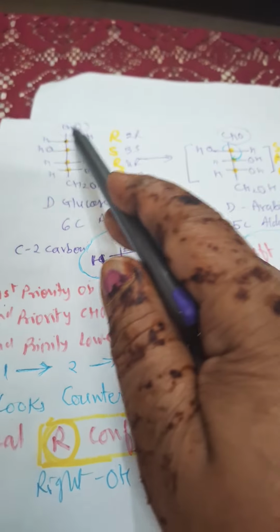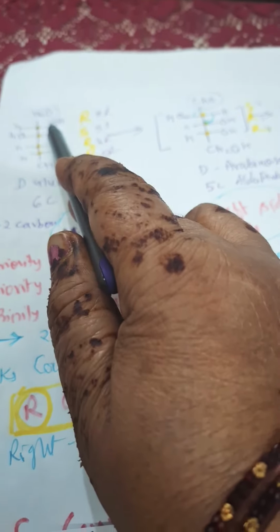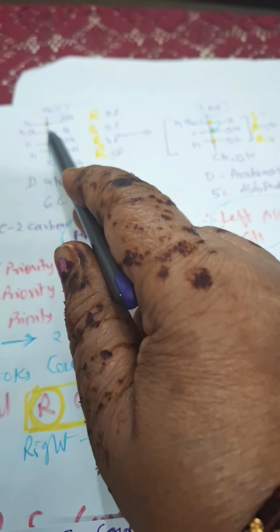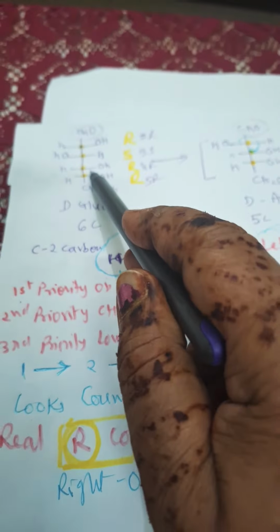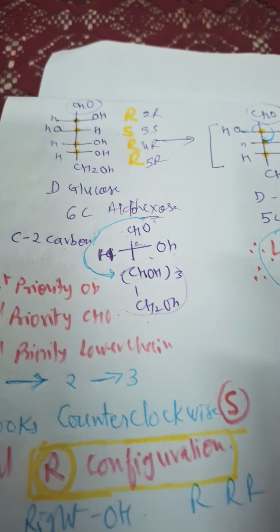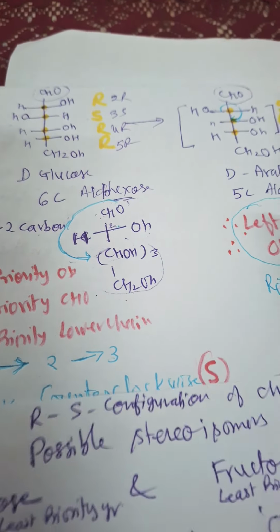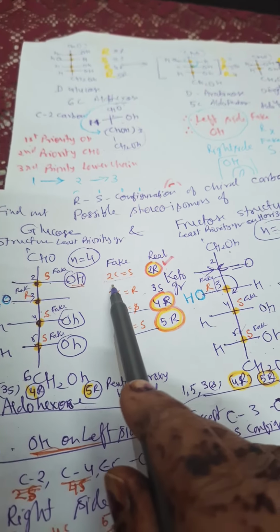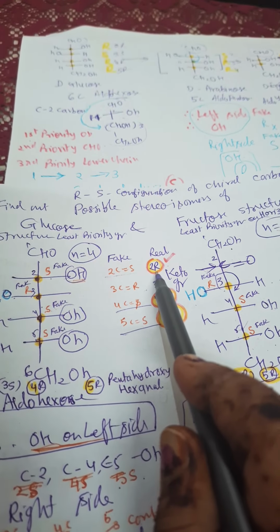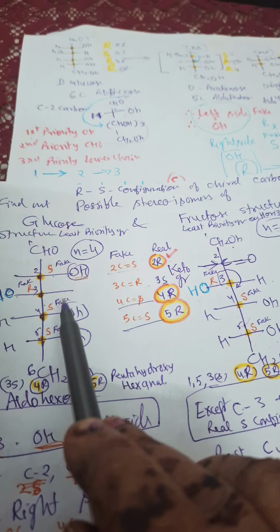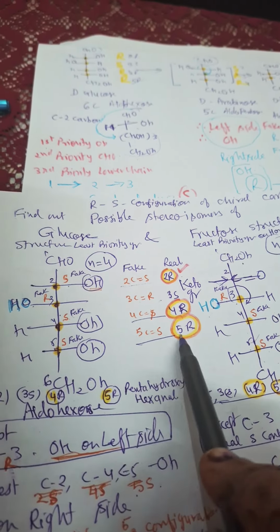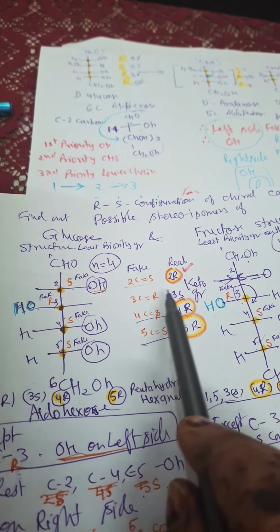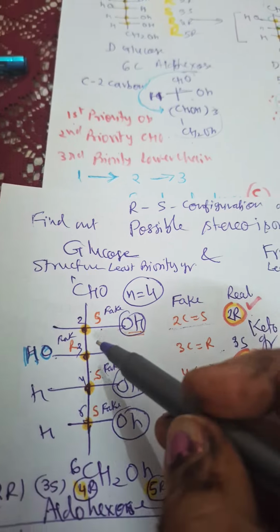Why am I saying this? Because H is on the horizontal line. So when we see an R configuration from the figure, immediately reverse the sign: it is not R, it is S. Here I have done it: fake is S, real is R. Right side R, right side R, right side R, left side it will be S. Because see here, it is fake.